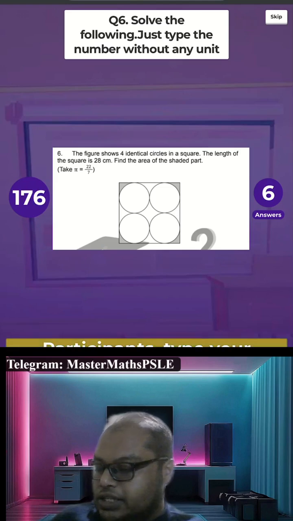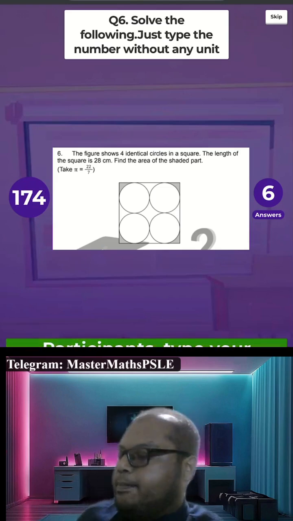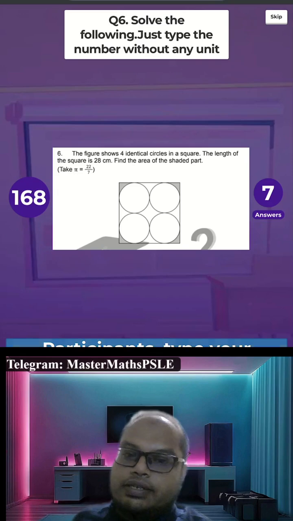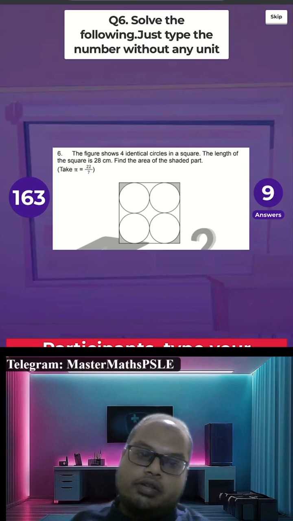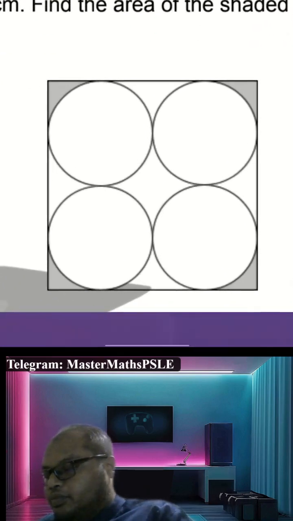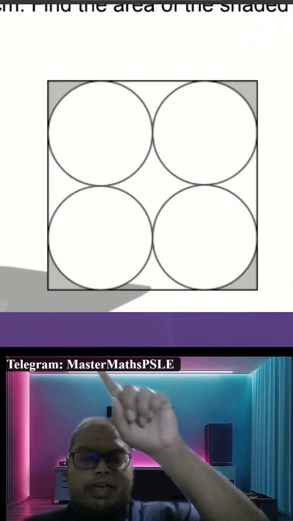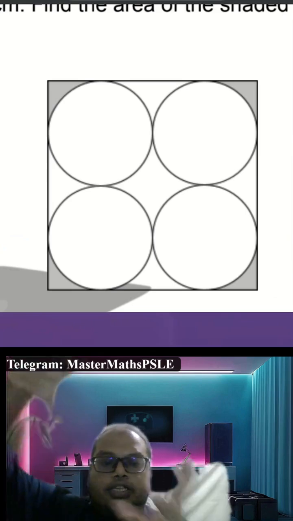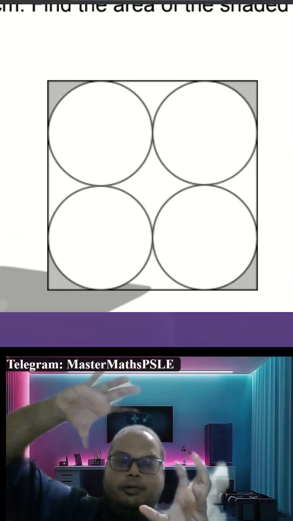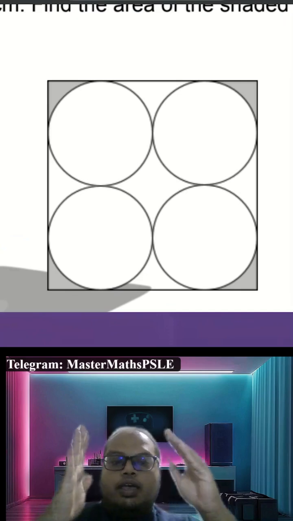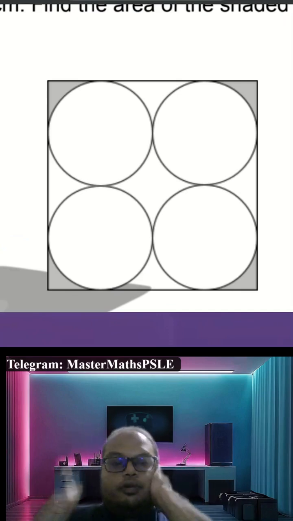Okay, now they say that the length of the square is 28 cm. Find the area of the shaded part. This one I give you another hint. There are 4 shaded parts here: the top left, the top right, the bottom left, the bottom right, right? What if I can bring all this to the top left? Right, if I can bring all this to the top left, you see it's just a square where the center circle is cut off.